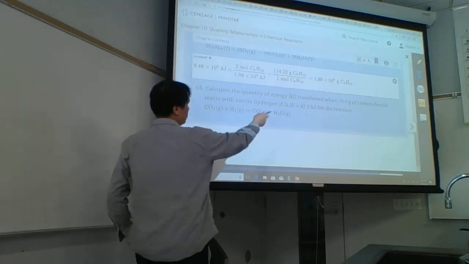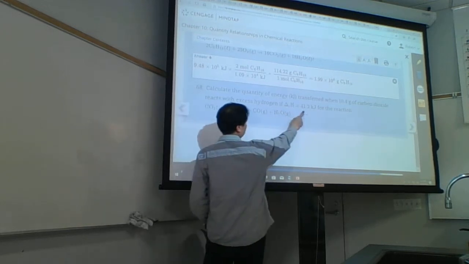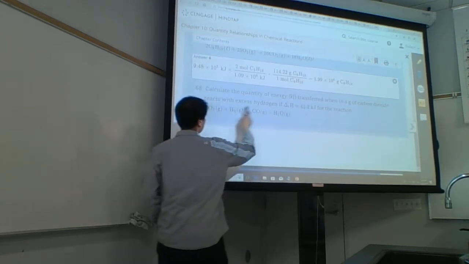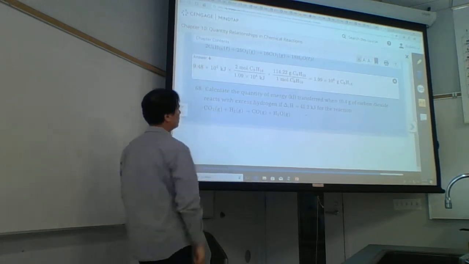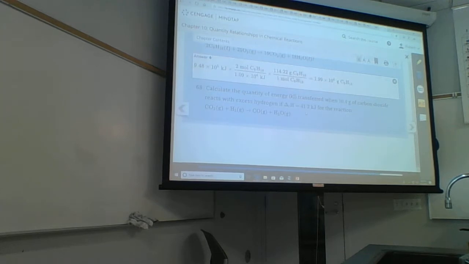So we go 10.4 grams of carbon dioxide to moles of carbon dioxide, then moles of carbon dioxide to kilojoules. The ratio would be 41.2 kilojoules for every 1 mole of carbon dioxide. The moles of carbon dioxide, the grams of carbon dioxide. Just a standard energy stoichiometry problem.